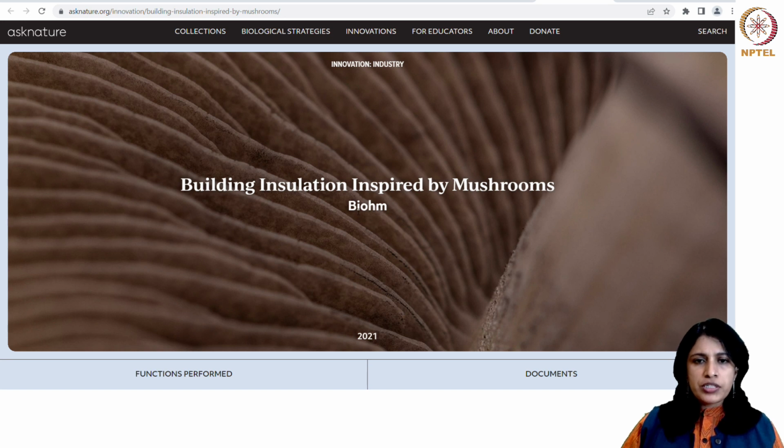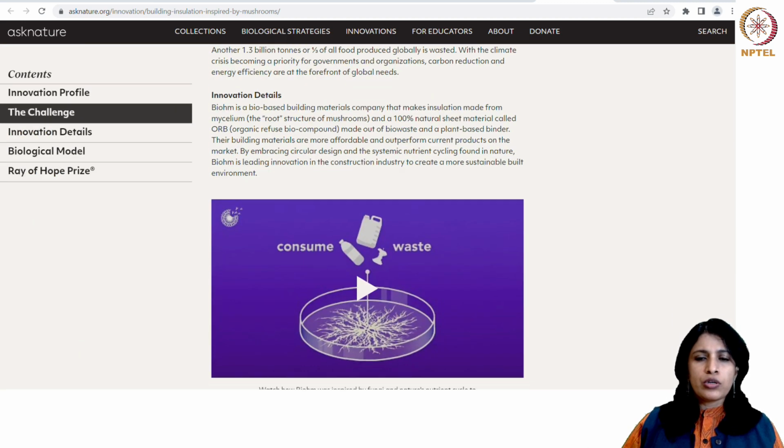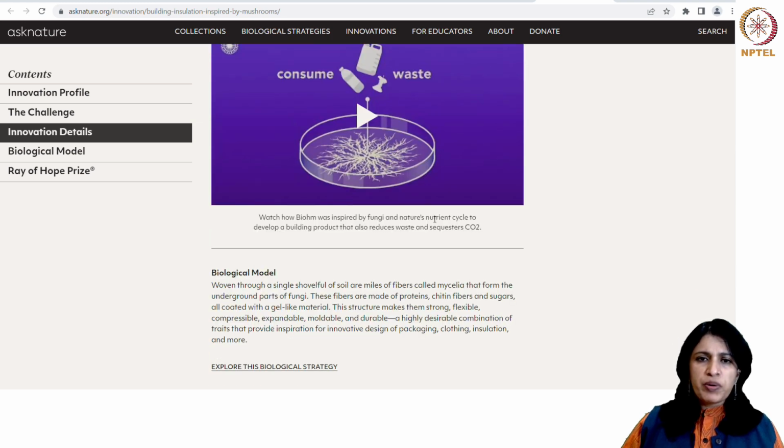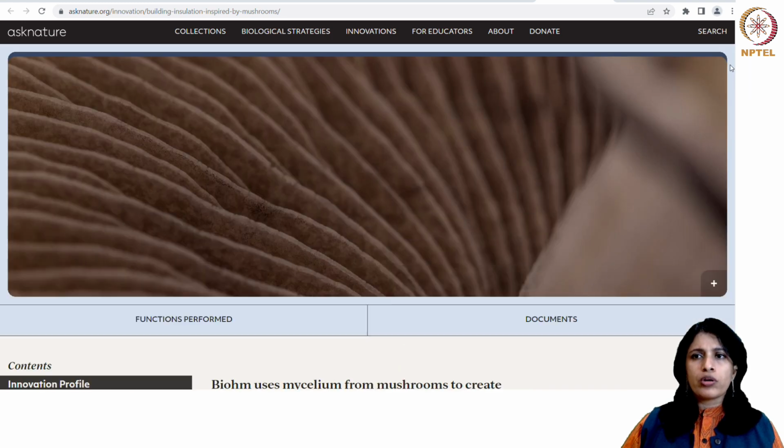For example, this is a company called Biome, which has built insulation inspired by mushrooms. You can see the details of this innovation, what they have actually done. Typically, there are nice videos explaining what they have done, and this is what it is.